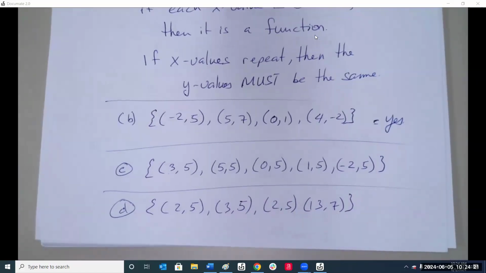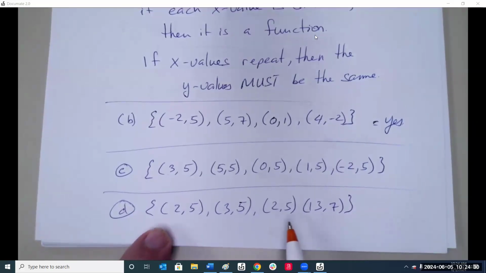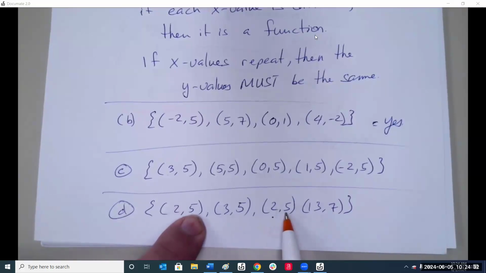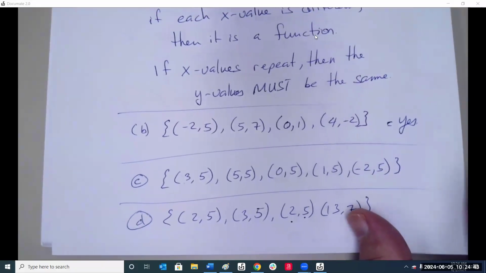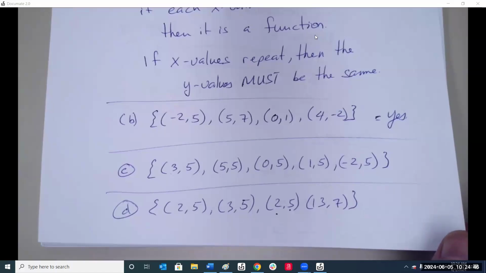Is that a function? Do we have any same x values? Yes. Do they have the same y values? Same point, so it's the same thing. That's all there is to it. Everybody okay with that? And looking at graphs, it's a lot easier to determine if it's a function, and we'll get to that in a second.